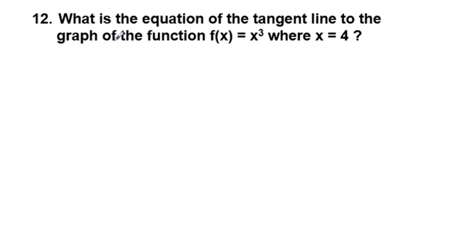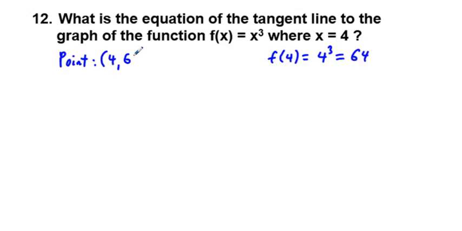Problem 12. What is the equation of the tangent line to the graph of the function f of x equals x cubed, where x equals 4? This should be pretty straightforward. To find a line, we need two things. We need a point. And to find that point, well, we know that the x value is going to be 4. And we need to find f of 4. F of 4 is equal to 4 to the power of 3. And 4 times 4 times 4 is 64. So that's our point, 4 comma 64.